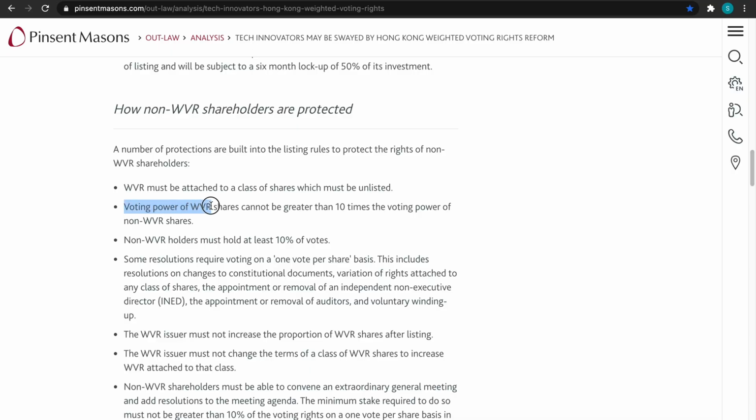Also, in the new rules that the Hong Kong Stock Exchange came up with in 2018, it is stated that the voting power of WVR, weighted voting rights shares, cannot be greater than 10 times the voting power of non-WVR shares. Also, non-weighted voting right holders must hold at least 10% of the votes. This implies that you have the voting right in the actual company, and in other words, you have ownership of the actual company. But really, when did this happen? When did the CCP change its stance on foreign ownership of these businesses? They didn't. So what exactly is happening?